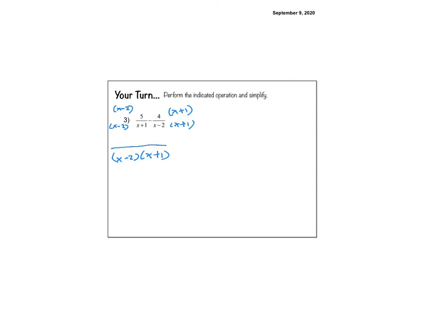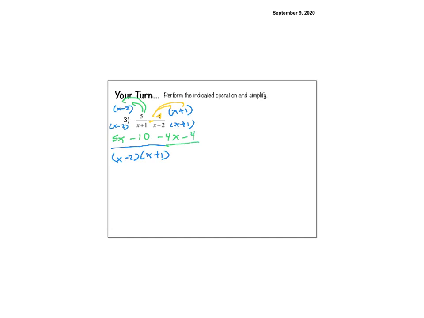So then I can go ahead and distribute the 5 through the parentheses there. So 5 times x is 5x. 5 times a minus 2 is a minus 10. And then in the second fraction over here, you've got a minus 4. So distribute the minus 4 through. And when we do so, we get a minus 4x, and a minus 4 times a 1 is a minus 4, all over that common denominator.